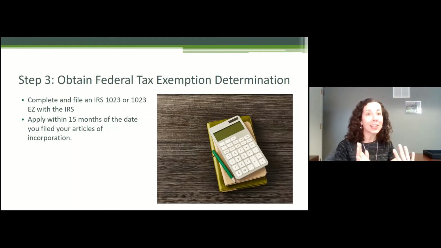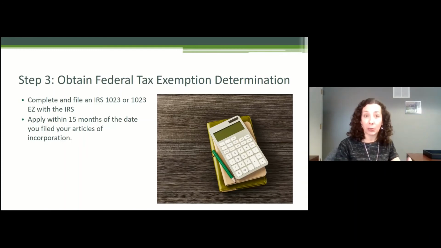You've got time. You can apply for your 501c status 15 months from the date that you filed your articles of incorporation. And sometimes, I mean, you might decide that you don't want to go for federal tax exemption, and that's fine. Some nonprofits don't. But if you want to, just note that time limitation, but that you don't have to do it right away.